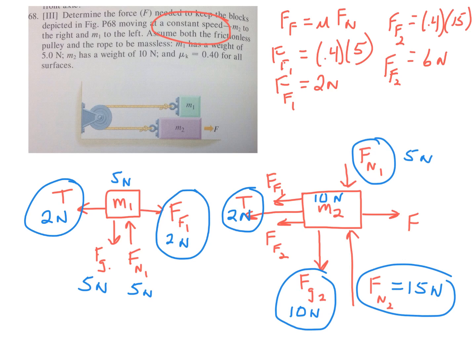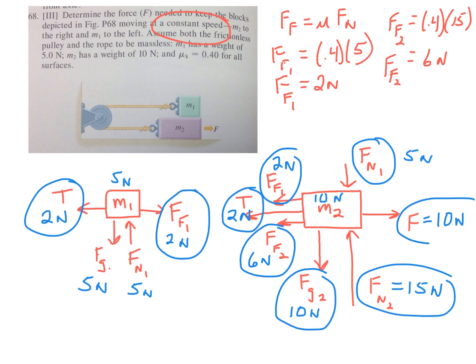F sub F1 we already know is 2 newtons. And F sub F2 is 6 newtons. Therefore, the pulling force must equal 6 plus 2 plus 2. That's 10 newtons, because everything has to be balanced, net force of 0. The hardest part of this one is getting the correct diagram, especially for the lower mass.